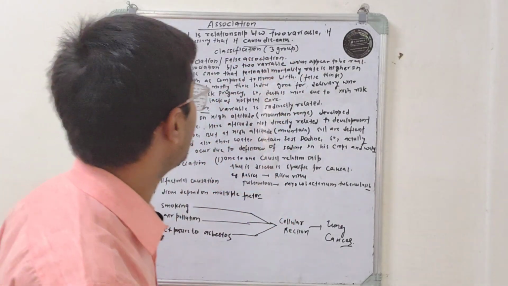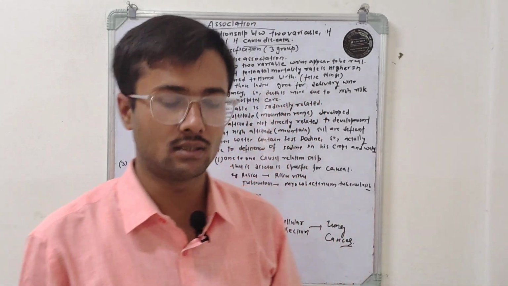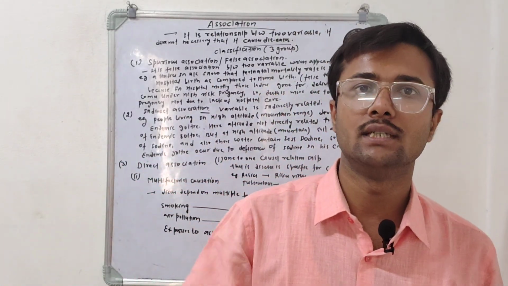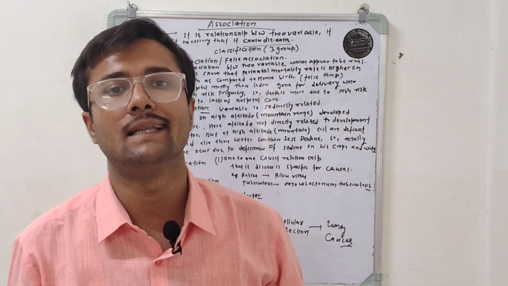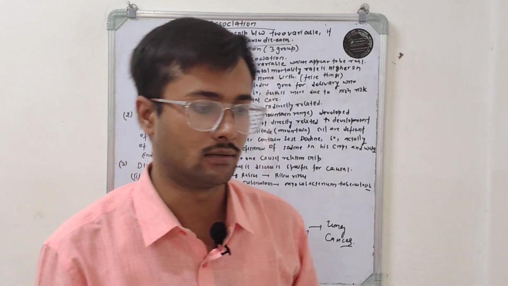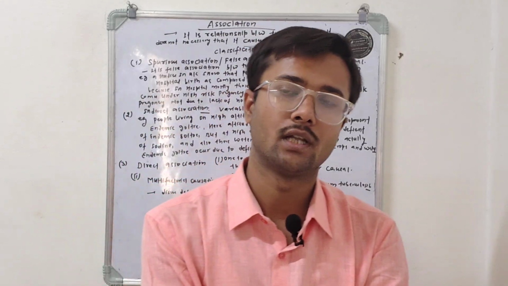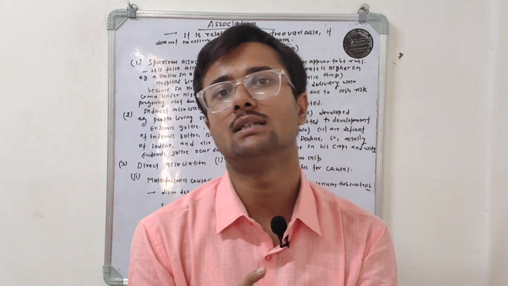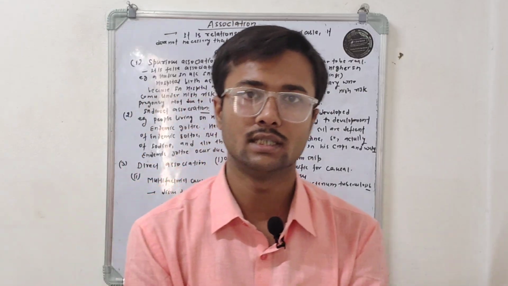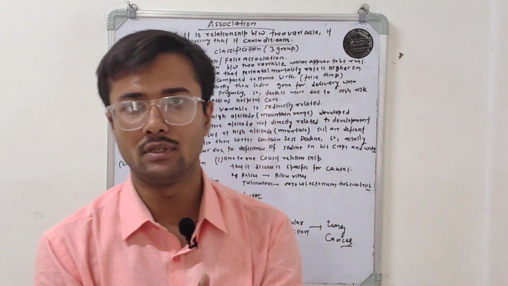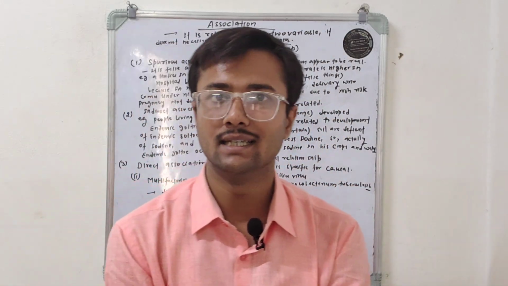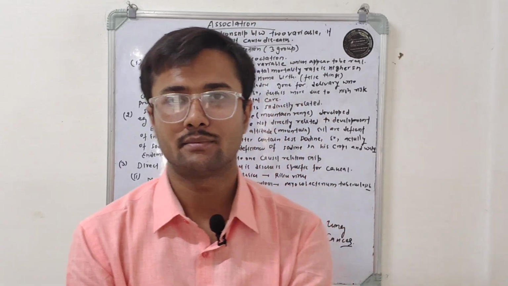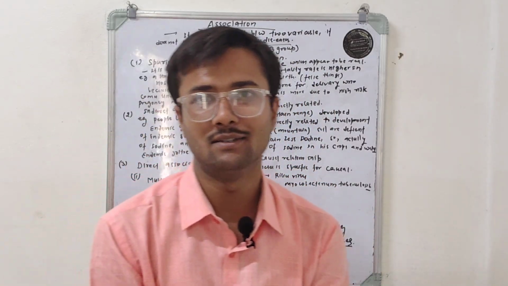Basically, we classify association into three groups. One is spurious association, the next is indirect association, and the third is direct association. We start with spurious association. Spurious association is also called a false association. Why is it called a false association? Because it looks true, but in reality it is not true. Let me explain it with examples.